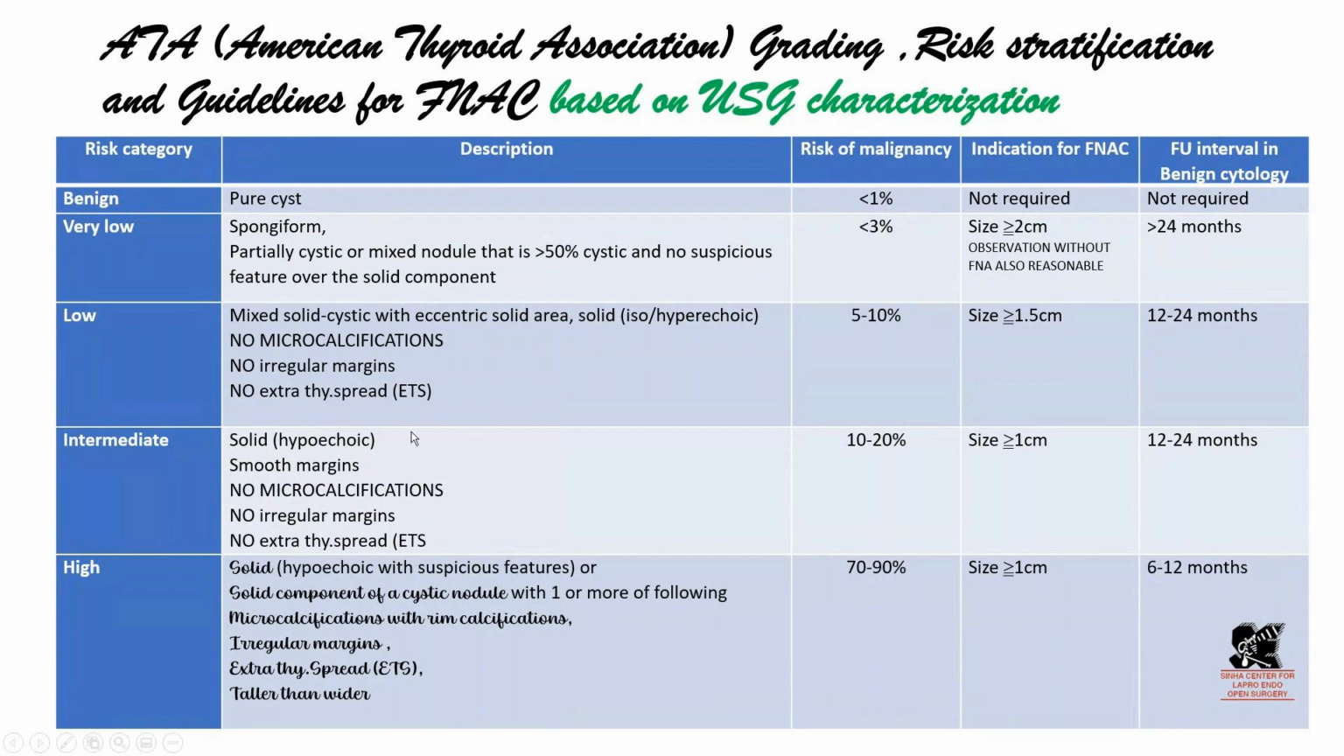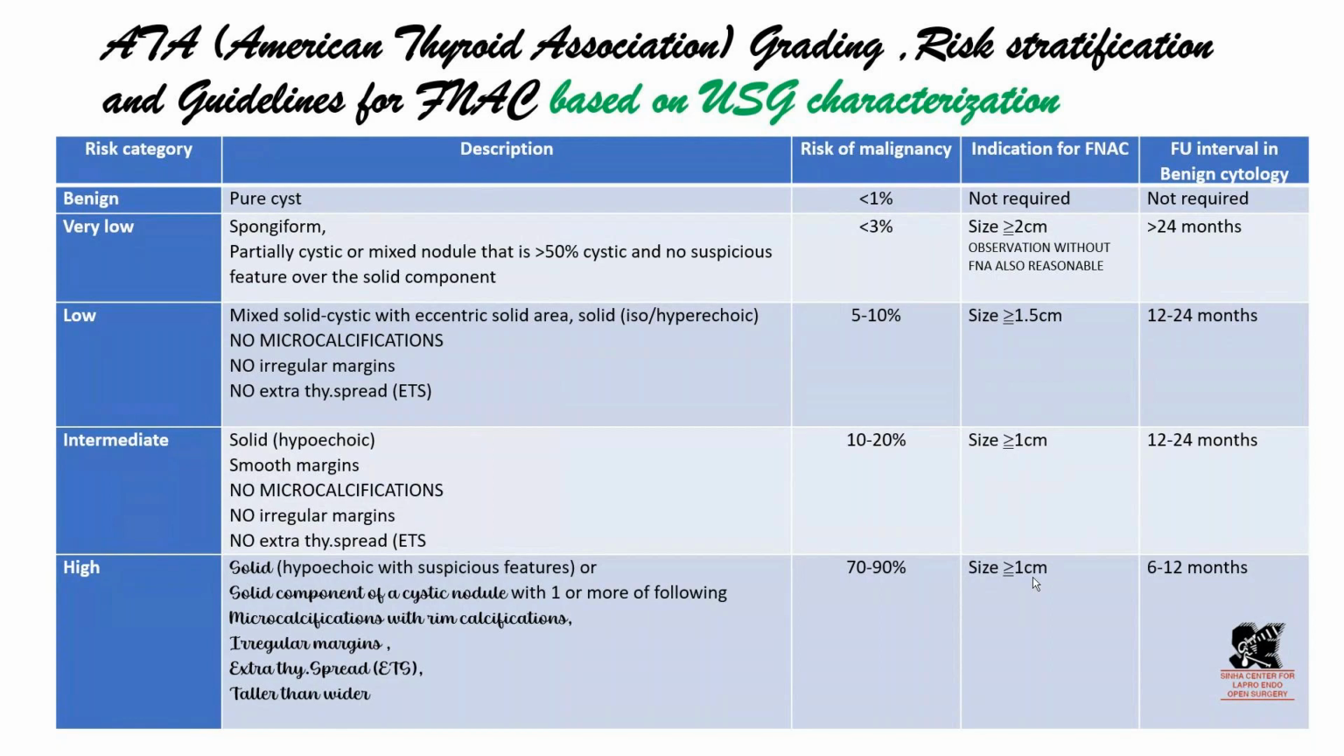A low, similarly, 5 to 10% risk of malignancy. Intermediate, high, 70 to 90%. And here are the sizes of the nodules which should be subjected to FNAC. And it comes down to the minimum size of 1 centimeter, which tells you that any nodule less than 1 centimeter probably does not require FNAC except in special circumstances. We'll come to what those circumstances are, right? So this is the risk stratification by the ATA guideline.